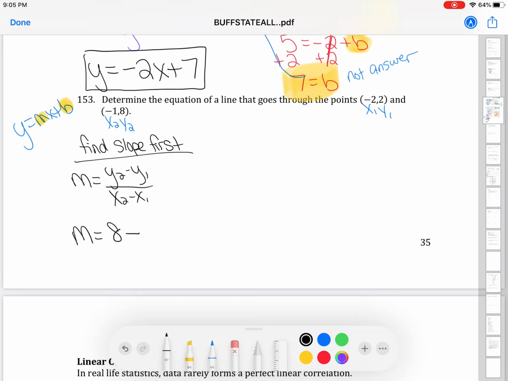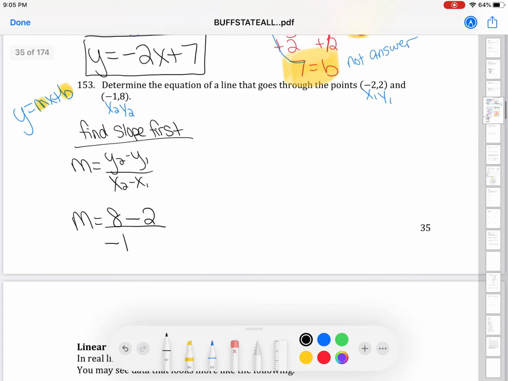So plugging in my points, y2 from my labels is an 8 minus my y1, which is a 2, over my x2, which is a negative 1, minus my x1. Be careful, x1 is a negative 2. So I have a double negative there, and that's just going to become a big old plus sign. Okay, so I'm going to simplify this down. On top, 8 minus 2 is 6, and on the bottom, a negative 1 plus 2 is just a 1. So that just simplifies down to m being 6, and I have one of the things I need to have my final equation.